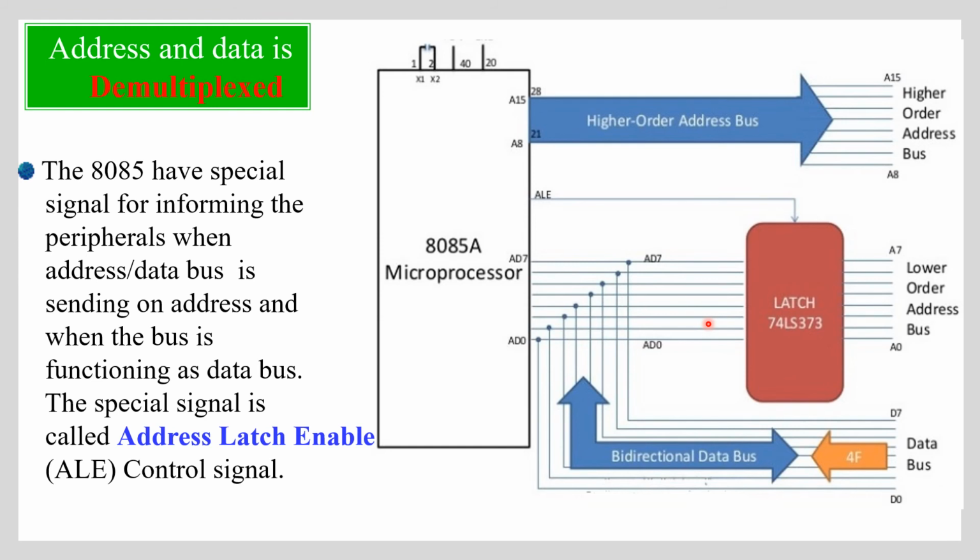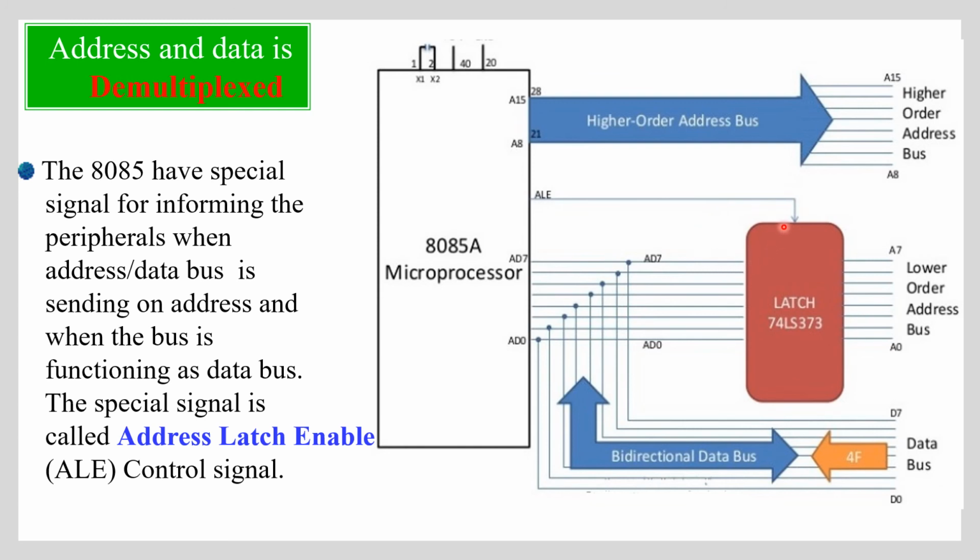Clear? So here, see, there is a latch, right? So the ALE is enabled. What happens? The address is passed over this latch, and here we get the lower address bus from A0 to A7. When ALE is 0, then the data is passed, bidirectional data. See here both the arrows are shown, either from peripheral devices to the microprocessor or from microprocessor to peripheral devices.